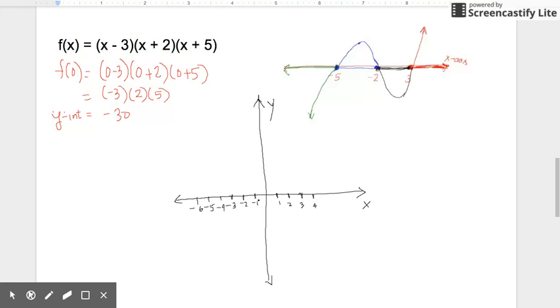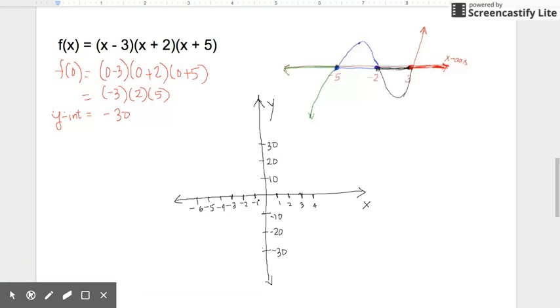Now for the y-intercept, I have negative 30 here. So that means I don't want to count by ones. I have to count by tens, maybe. So I'm going to put 10, 20, 30, and we see that we have enough space here to show negative 30. So this is negative 10, negative 20, negative 30. All right, so now we're ready to graph.